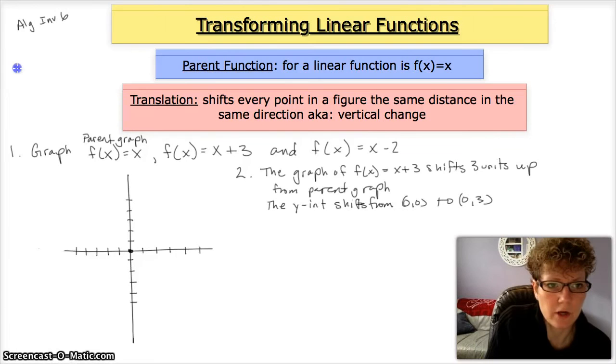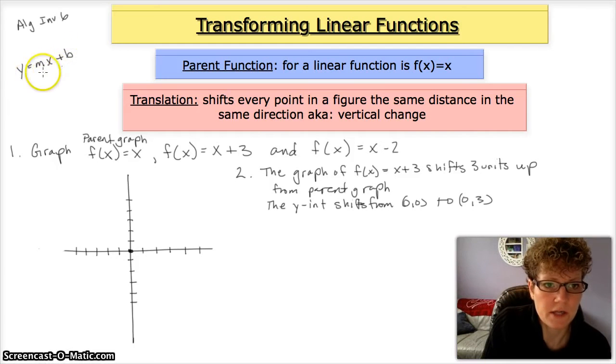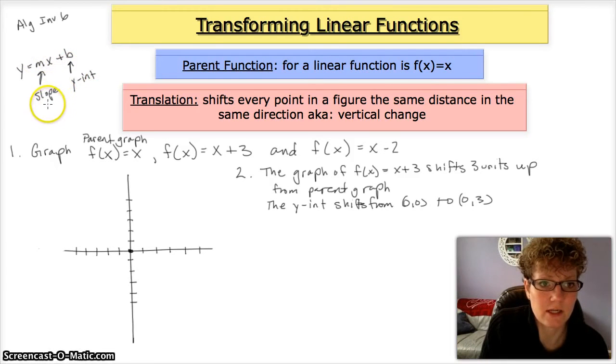I would like you to recall the slope-intercept form of an equation. This is the form y equals mx plus b, where m stands for the slope and b stands for the y-intercept. When it's in this form, it's very easy to graph and very easy to see the slope and what the y-intercept is.